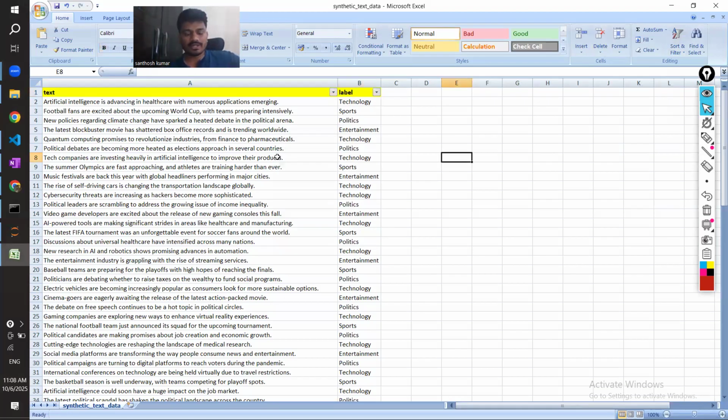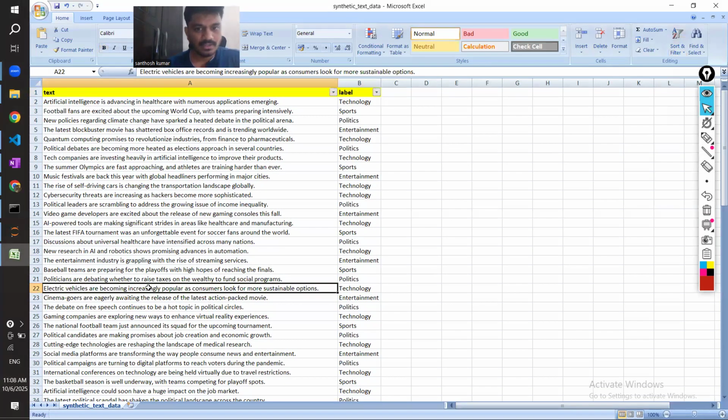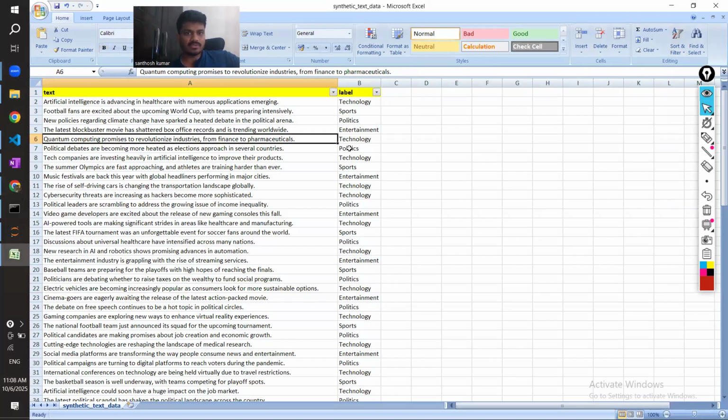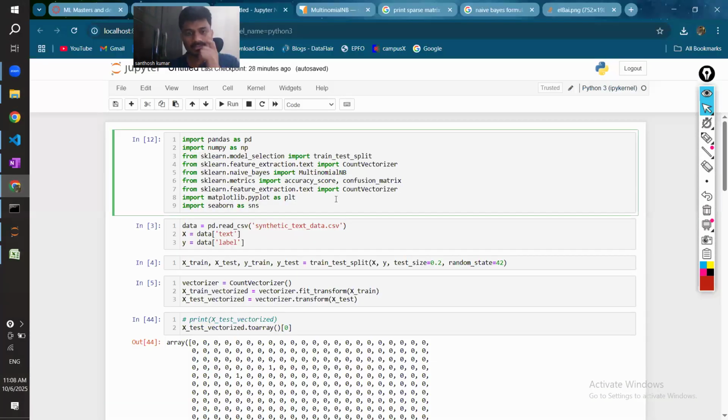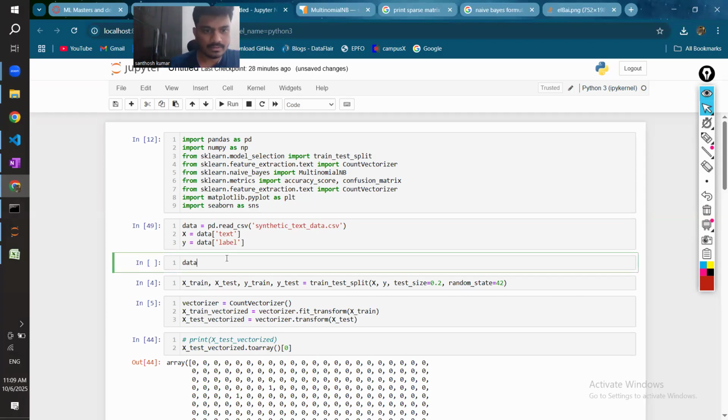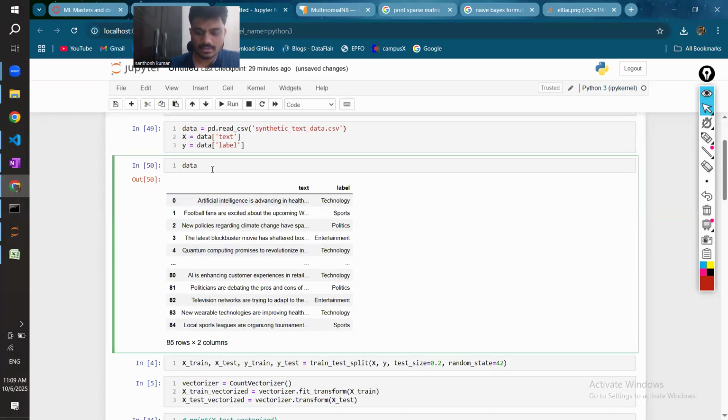So we have four different types of output classes, and these are their corresponding texts. The point is, given any text, the model needs to classify it into the corresponding label. We will try to solve this using naive Bayes. First thing is the basic inputs, which you are familiar with. Next, we are reading the data.